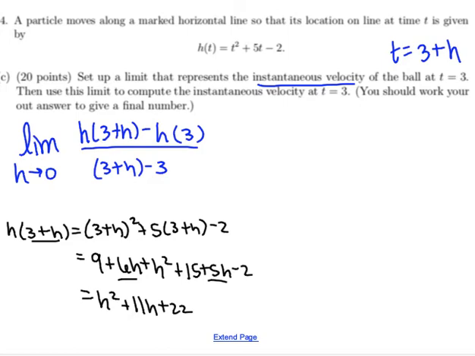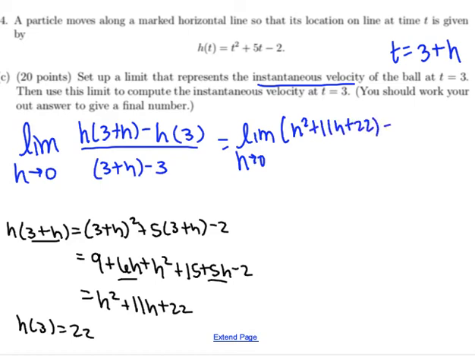And then I have to find h of 3, but always try and think smarter, not harder. Did we already find h of 3? We did on the previous problem. Was it 22? Okay. So I'm going to go back and continue doing my work. I can't plug in my limit as h approaches 0 yet, so I have to keep writing it. So I have h squared plus 11h plus 22 minus 22 all over h. My 22s will cancel. Yes, things should cancel nicely. If they didn't, you made a mistake. Go back and look it over, okay?